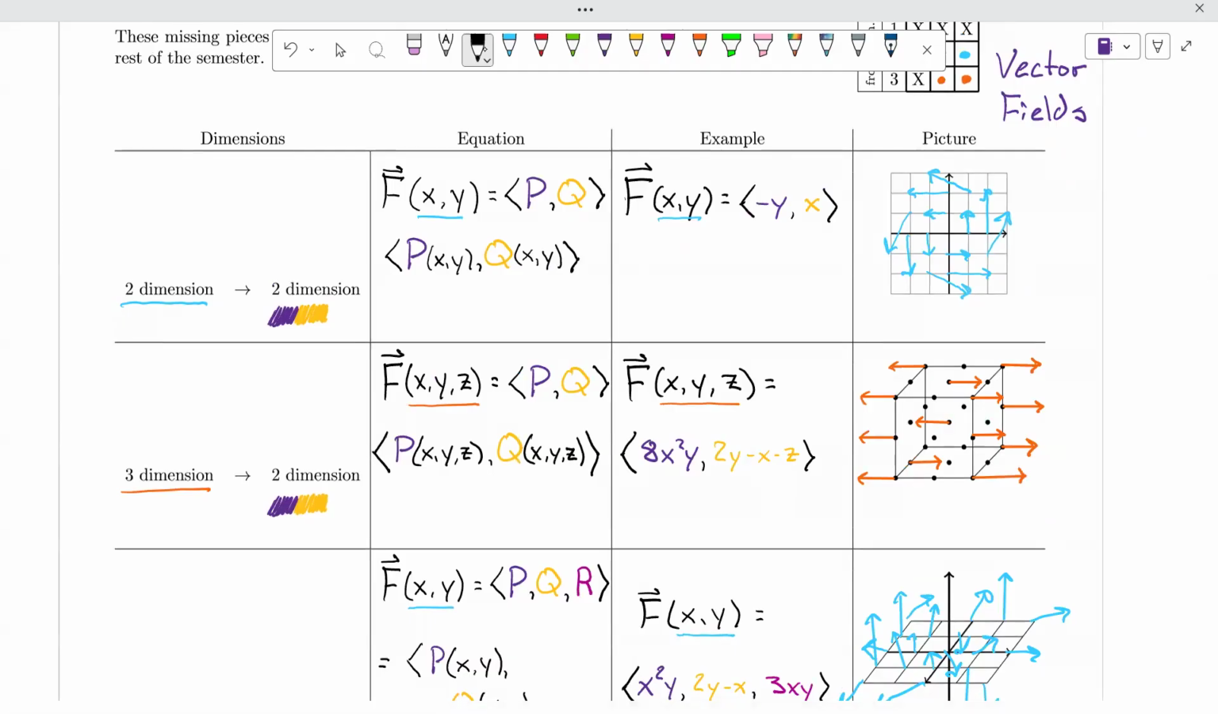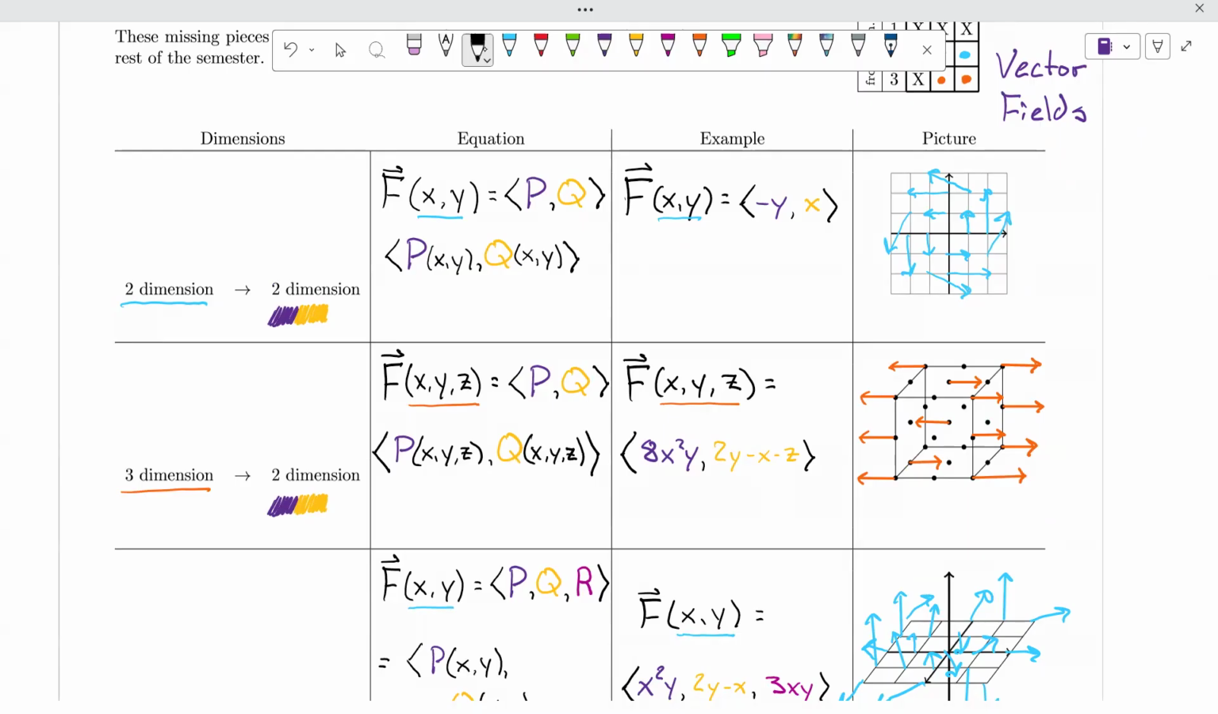Also try to stay consistent with the color scheme that I use here. So I'm typically going to be using purple for the x component, yellow for the y component, and magenta for the z component when I really want to call attention to those pieces.